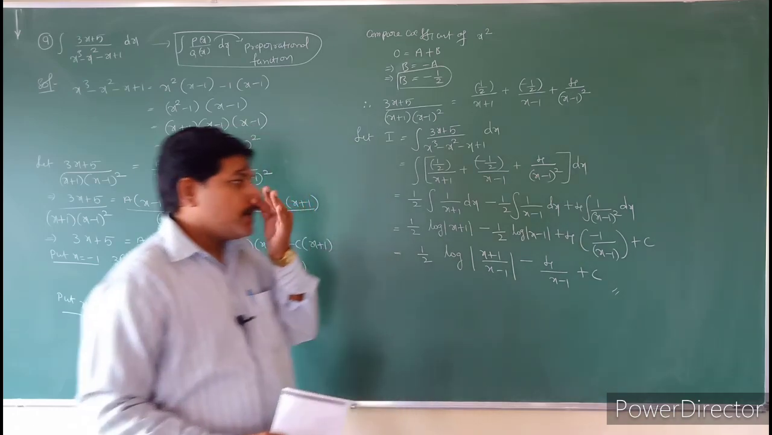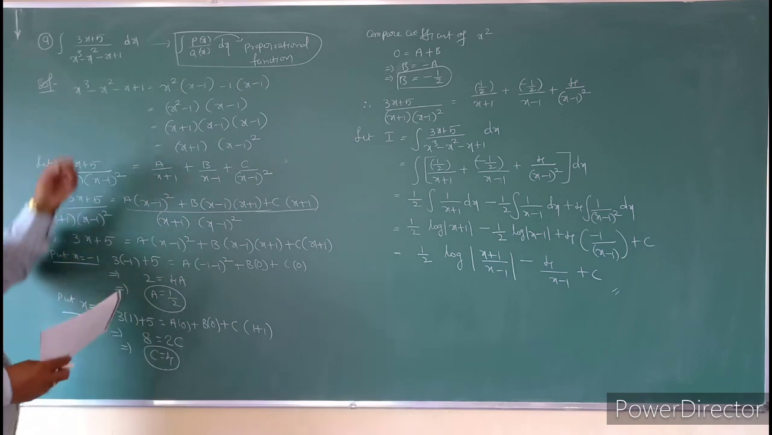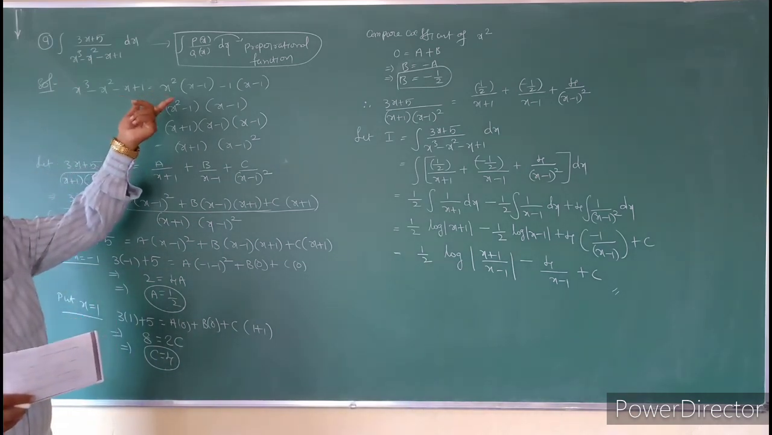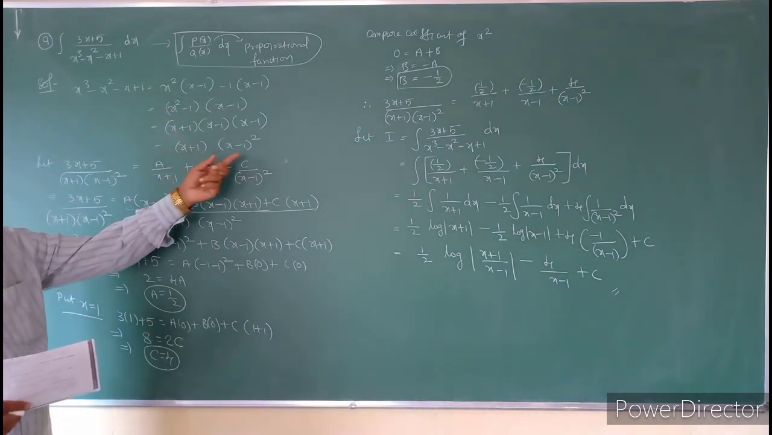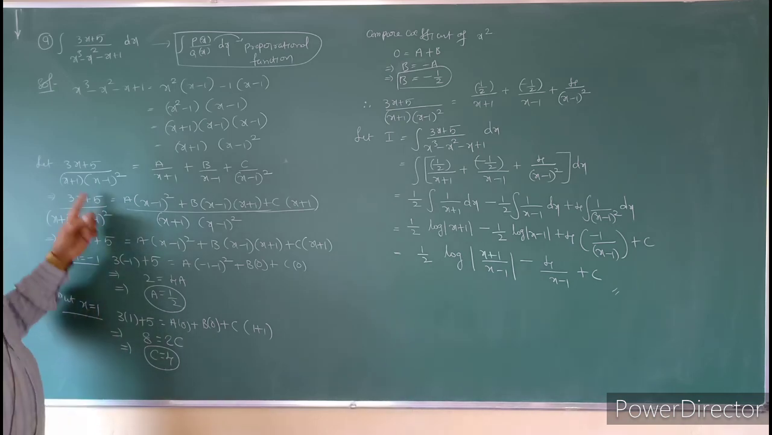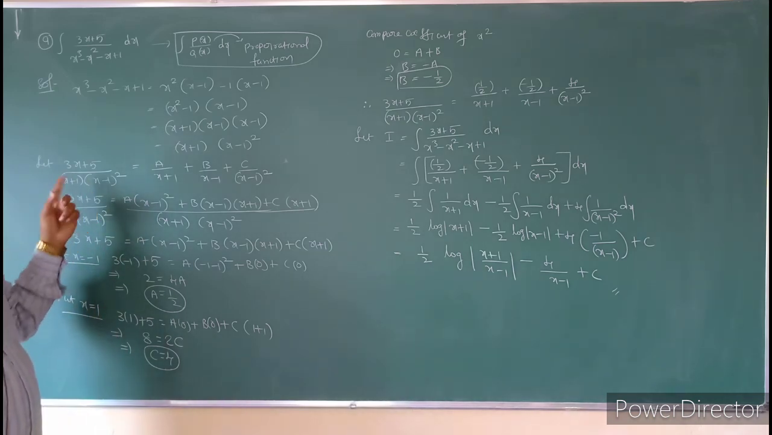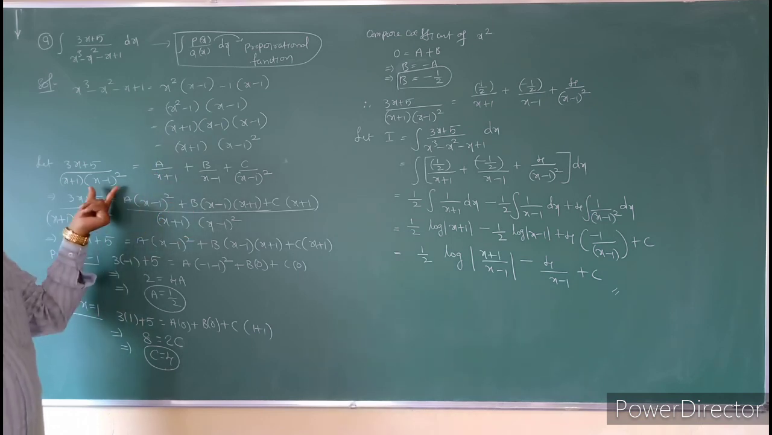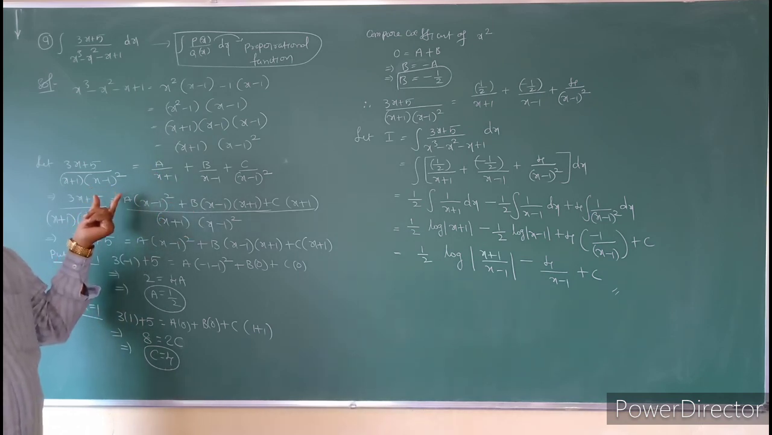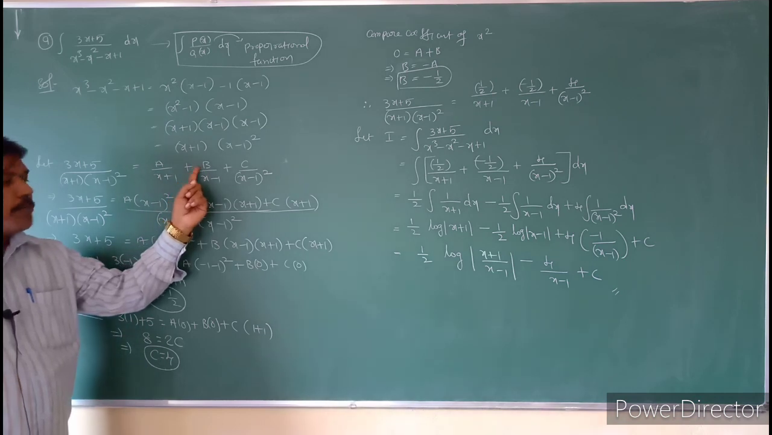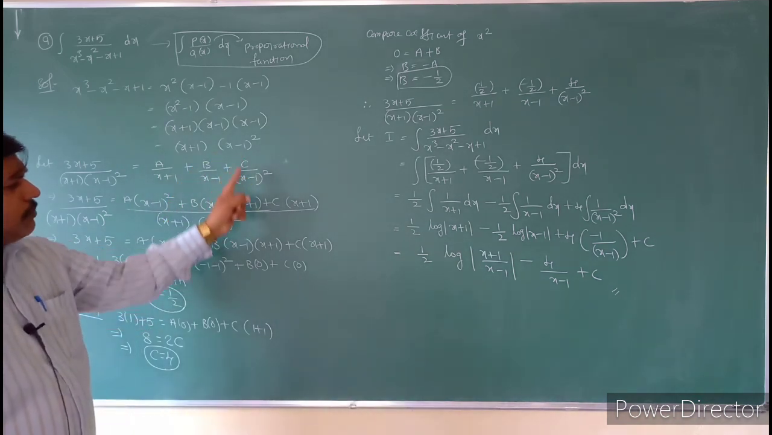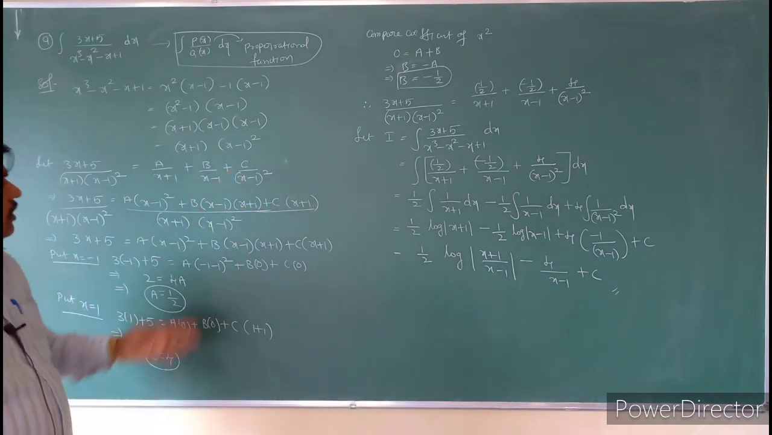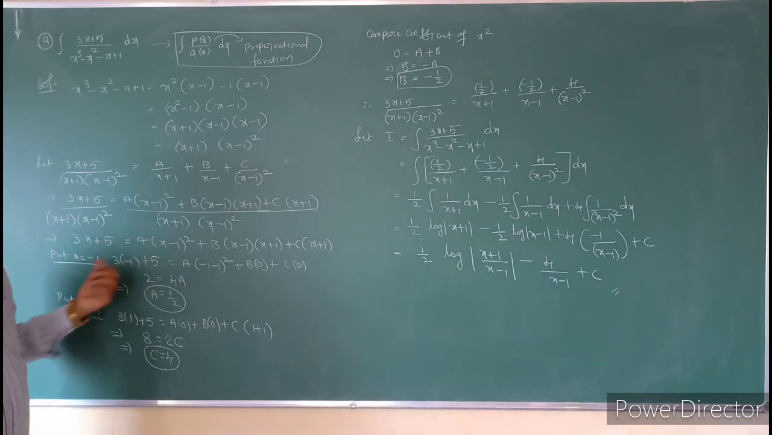See that question, students? x cube minus x square minus x plus 1, how can you split that? (x plus 1) into (x minus 1) whole square. So this can be written as: this is the linear term, you will get a by x plus 1, and this is linear and repeated, so that's why you will get b by x minus 1 plus c by (x minus 1) whole square. Take the LCM and cancel the denominators.